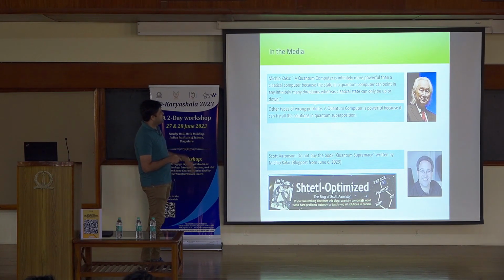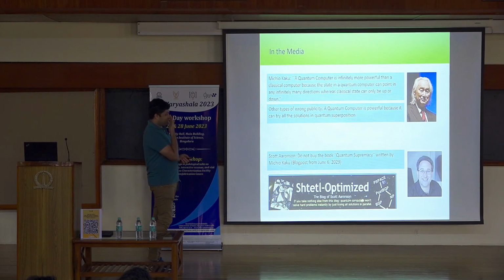I'm quoting him almost verbatim here from one of the podcasts. A quantum computer is infinitely more powerful than a classical computer, because the state in a quantum computer can point in any of the infinitely many directions, whereas the classical state can only be up or down. So he says up, down, and for quantum, an infinite number of states in between.